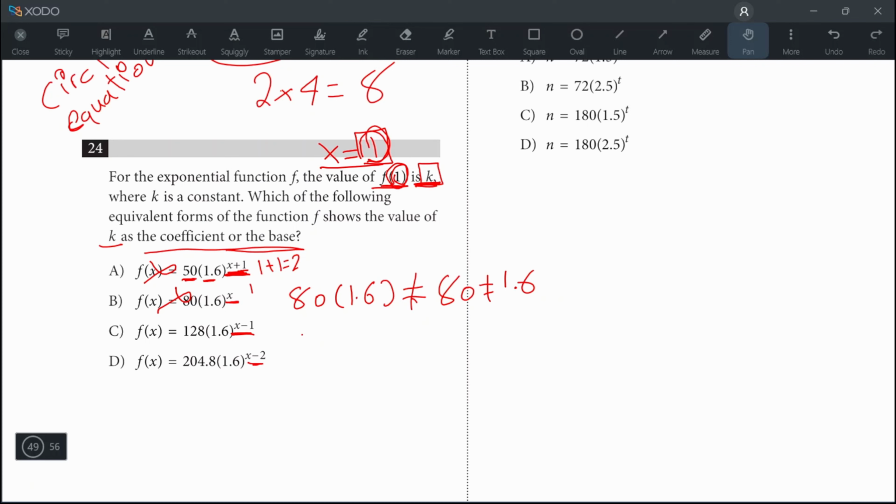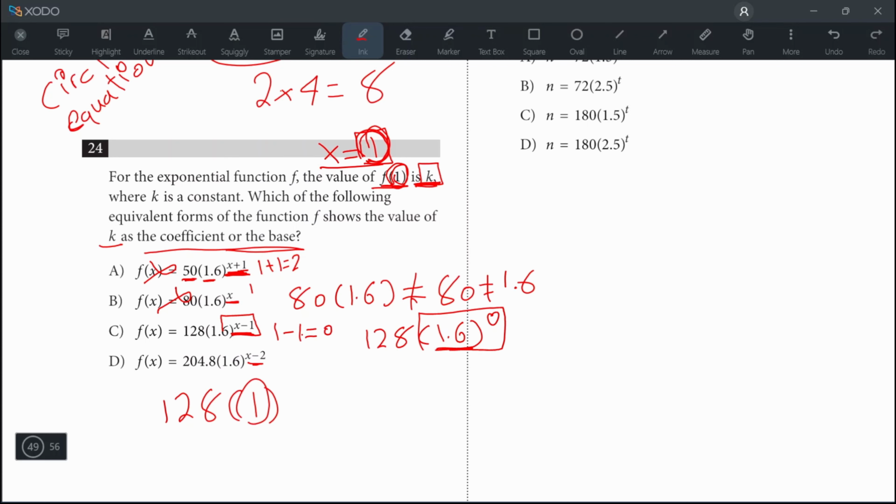Now what about C? If we plug 1 into the exponent, we will have 1 minus 1, which is equal to 0. That's what we are looking for, because 128 multiplied by 1.6 to the power of 0 is the same as 128 multiplied by 1, because 1.6 to the power of 0 is equal to 1, and 128 multiplied by 1 is equal to 128. And it turns out that 128 is written here as a constant. So answer C is the correct answer.